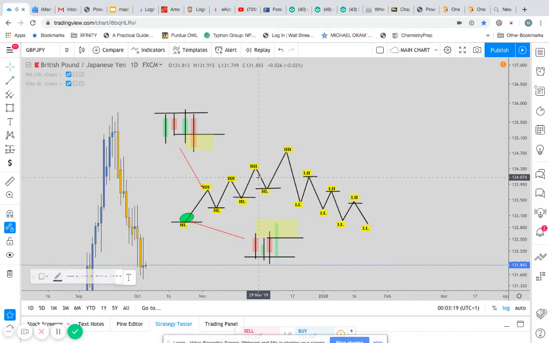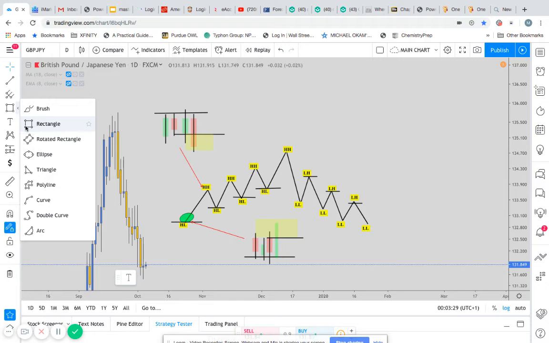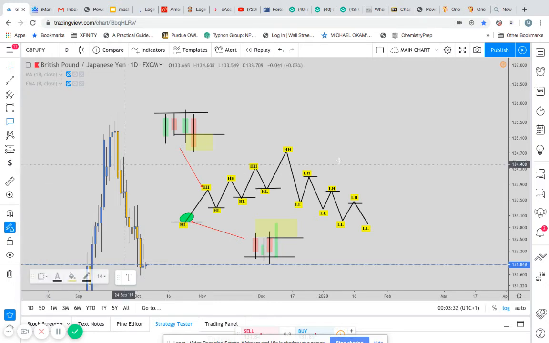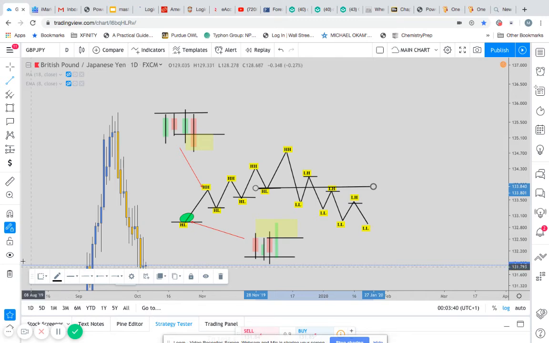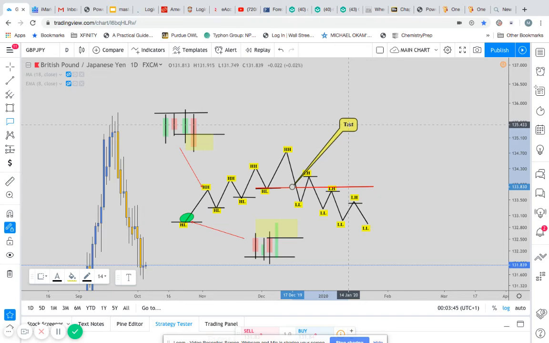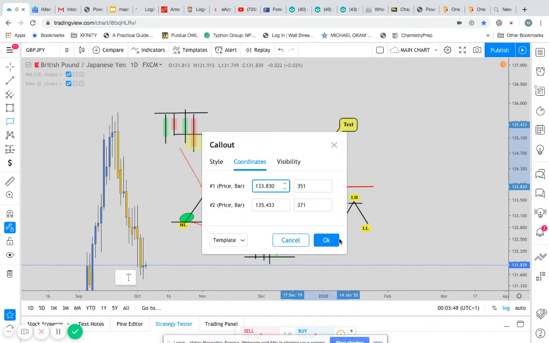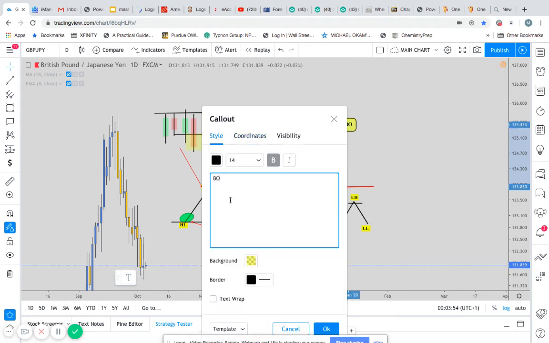So structure is broken when, on an uptrend, the next low position exceeds the high low. On an uptrend, when the next low position exceeds the high low, structure is broken. So structure broke right here. This red line says structure broke. It's a break of structure.